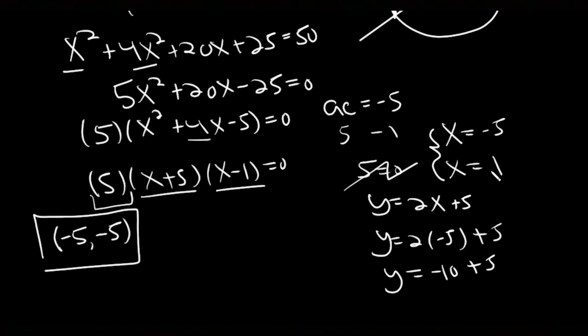Now I'm going to plug in 1. I'm going to plug in this value right here to get the y value. So I'm going to say here, y is equal to 2 times 1 plus 5.